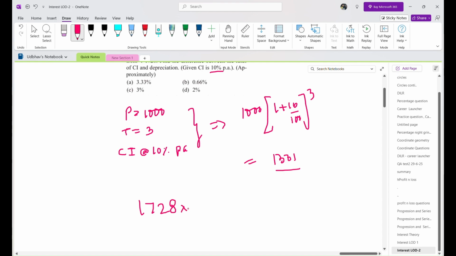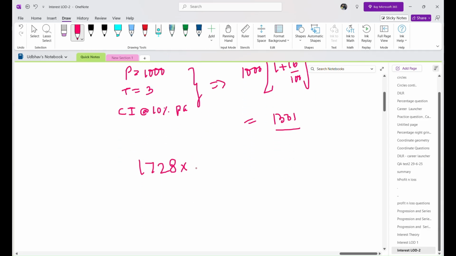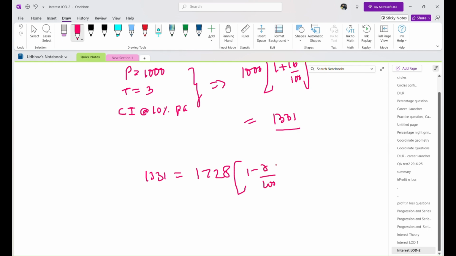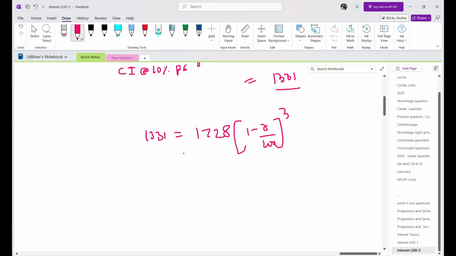1728, the first year of depreciation will be 1728 into, let's say, R percent. You can just use the formula 1331 equals to 1728 into 1 minus R upon 100 to the power 3. 1331 divided by 1728. 1331 is 11 cube. 1728 is 12 cube.